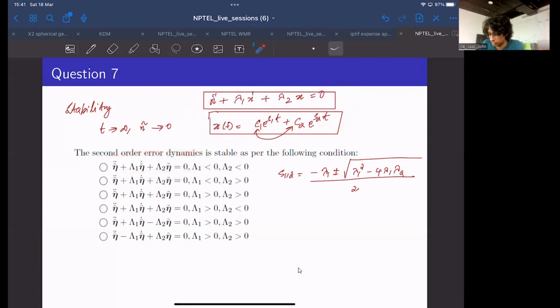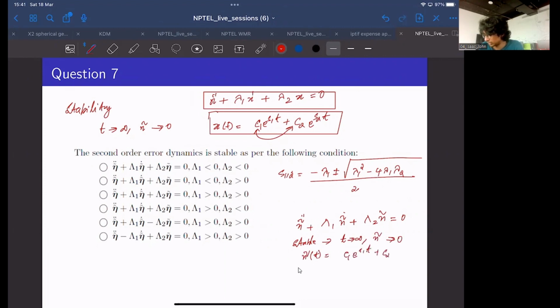Right? So if we come back to a specific case, this is basically a differential equation: eta tilde double dot plus capital lambda 1 eta tilde dot plus lambda 2 eta tilde is equal to 0. And if we want the system to be stable, stable means as time tends to infinity, eta tilde would tend to 0. And the response eta tilde of time would look something like C1 e raised to S1t plus C2 e raised to S2t.